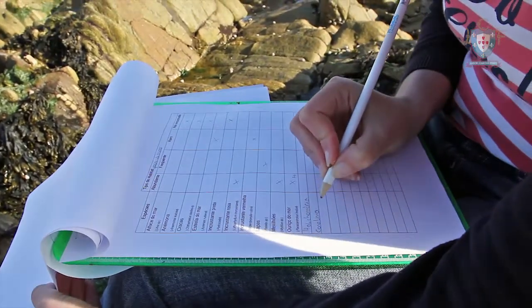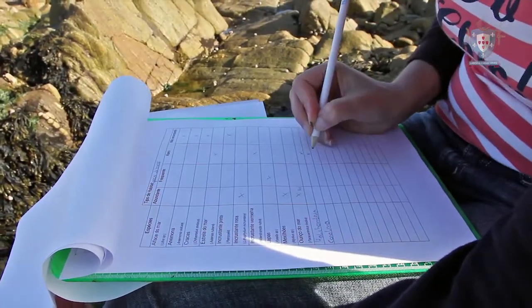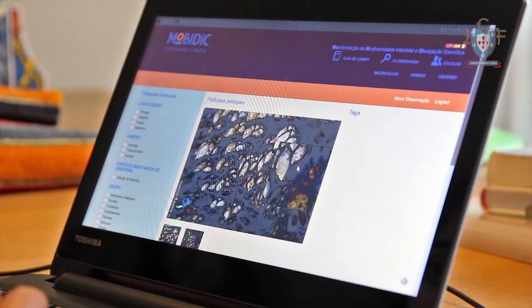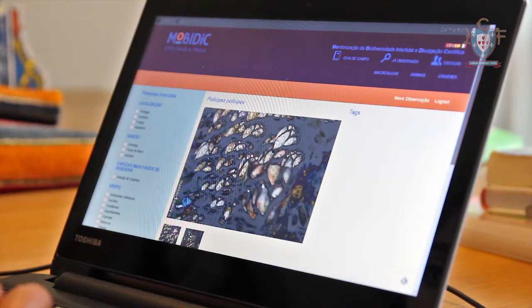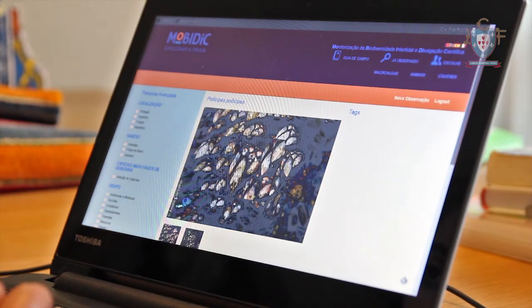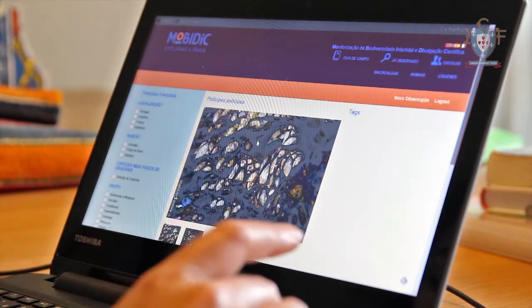In the school lab, enter the data in Moby Dick database. Here, you can follow species diversity and abundance along the years. That is what monitoring is all about, isn't it?